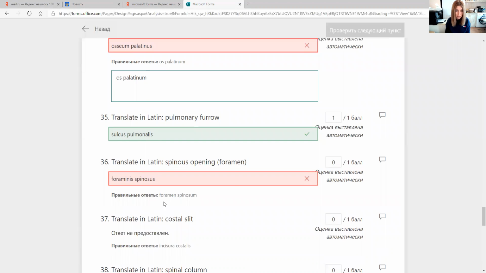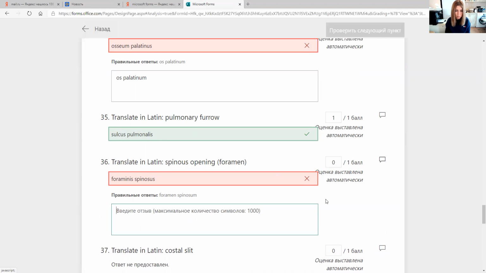Spinous opening. Okay, here I suggested you use foramen as an opening. So foramen is a noun of neuter gender. Spinosus is masculine. Spinosa is feminine. Spinosum is neuter. Remember, guys, that noun and adjective must be in the same gender.